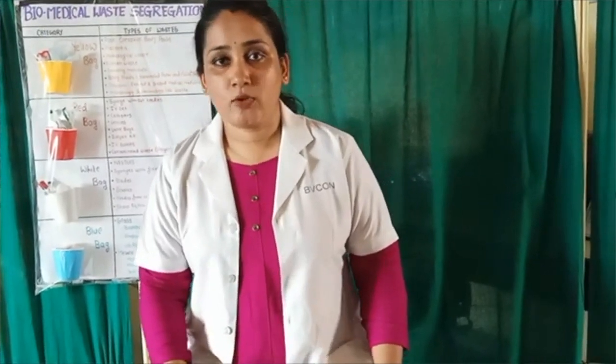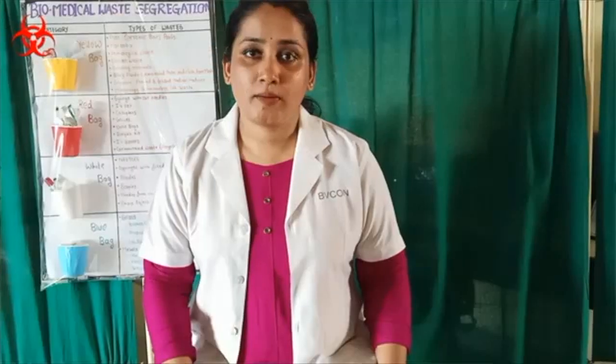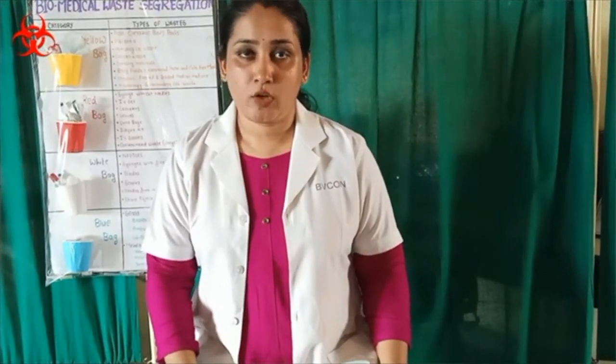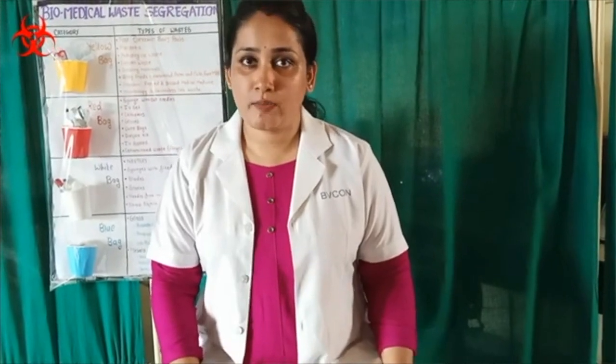For the yellow bag and red bag, we can use a non-chlorinated polythene bag instead of keeping waste directly in the bins. In the case of the white category, we can use white transparent bins. It should be puncture proof, leak proof, and tamper proof. Then the fourth one is the blue category, a cardboard box. It should not be any polythene cover or a normal blue colored dustbin.